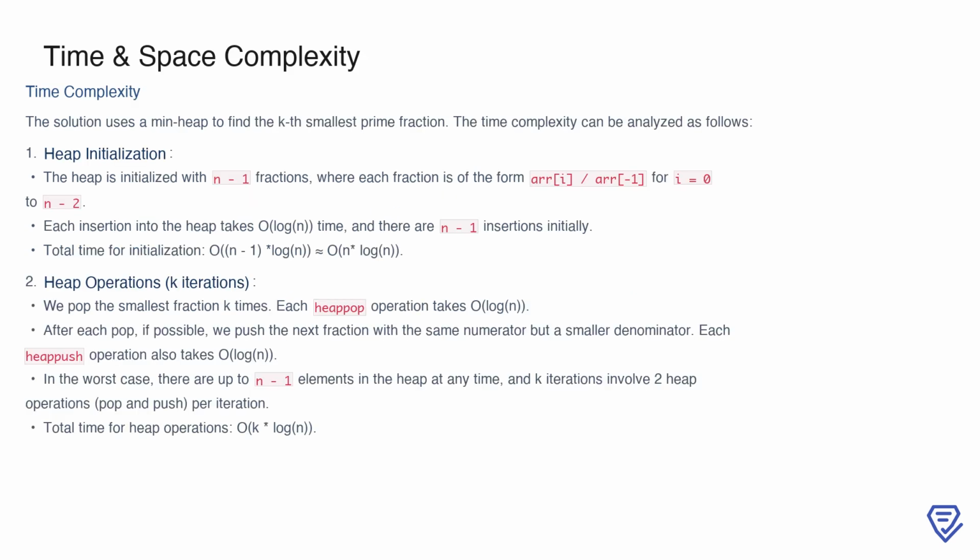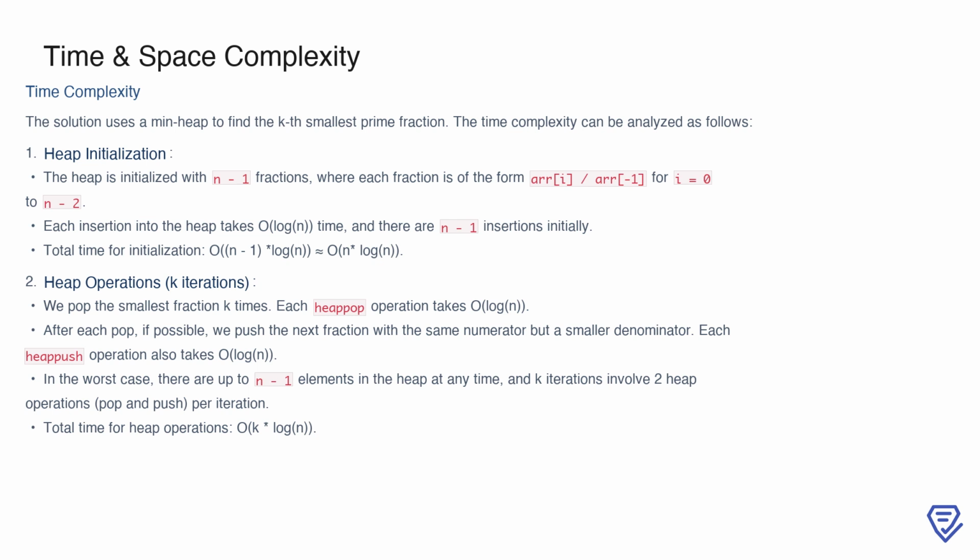To analyze the time complexity of our solution, let's break it down step by step. First, we initialize a min heap with fractions of the form arr[i]/arr[n-1], where i ranges from 0 to n-2. Since there are n-1 fractions initially, and each insertion into the heap takes O(log n) time, the total time complexity for this initialization step is O((n-1) * log n), which simplifies to O(n * log n).